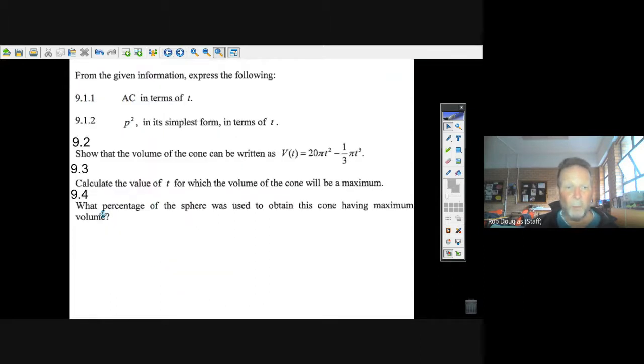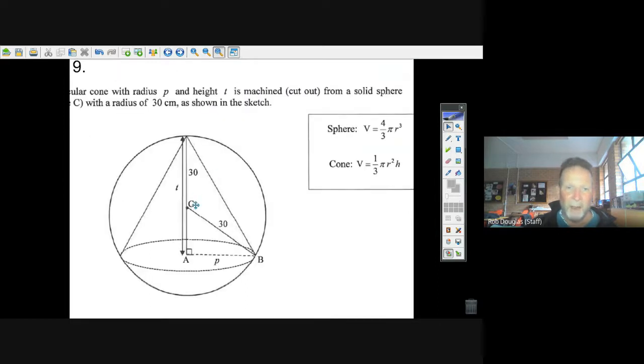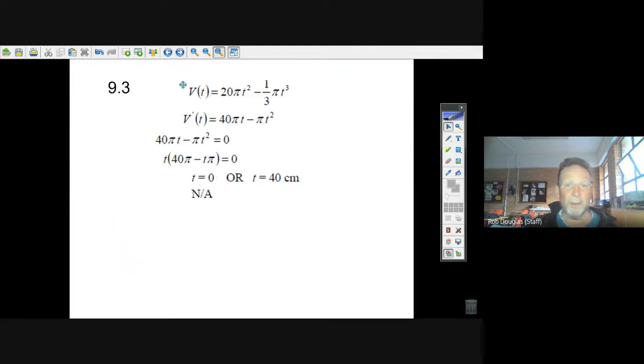Now the last question says, what percentage of the sphere was used to make the cone? Well, we'd need the volume of the cone, and we'd have to divide by the volume of the sphere. But we know what T has to be. T has to be 40. So let's see what they did in the memo. We're going to have to make a fraction, the volume of the cone over the volume of the sphere, somehow to get the percentage. Let's take a look at what it looks like in the memo.